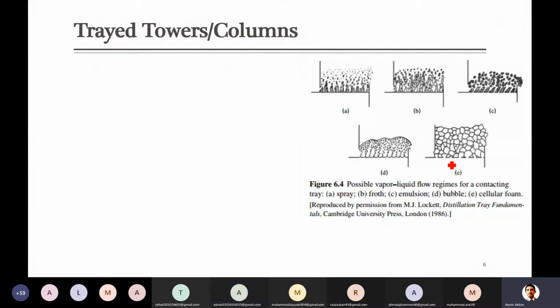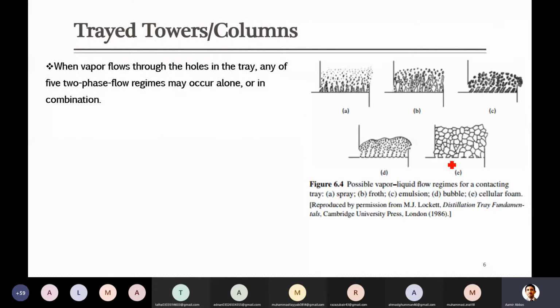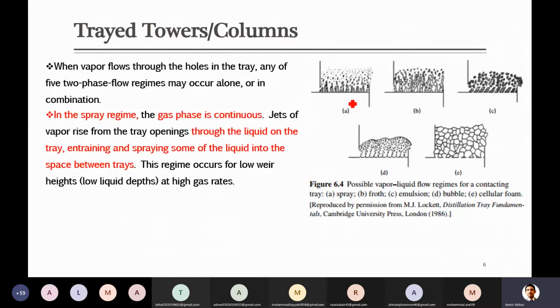Okay, so in these columns, liquid and vapor come in contact with each other when vapors flow from the bottom tray through the holes to the upper tray. As shown in this figure, there are 5 types of liquid-vapor contact or regimes that occur when they come in contact. The first one, which is shown here, is called the spray regime. As you can see somehow from the diagrams, although they are not that clear, you can still get some idea.